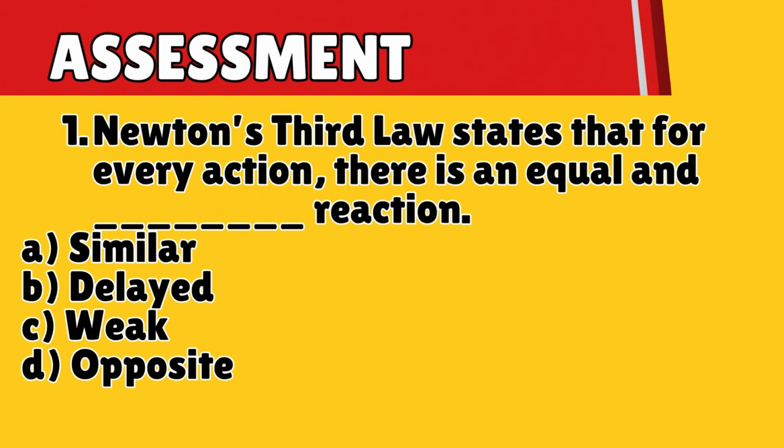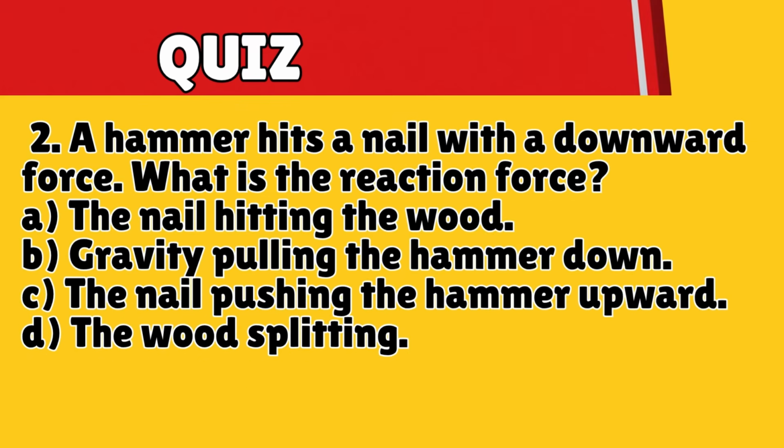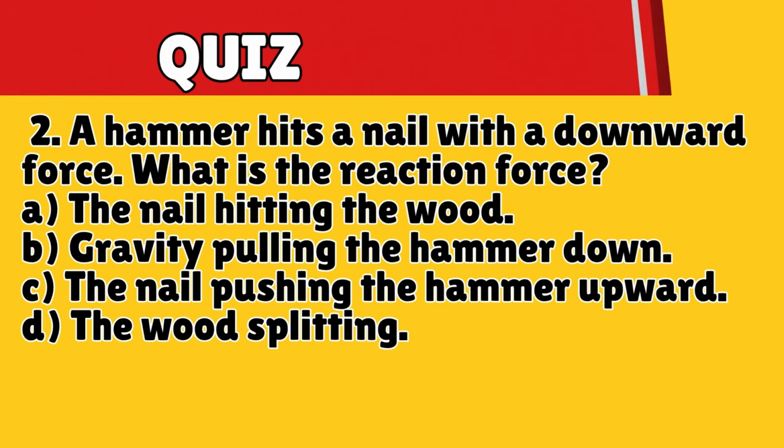Number 1, Newton's third law states that for every action, there's an equal and blank reaction. A. Similar. B. Delayed. C. Weak. D. Opposite. Number 2, a hammer hits a nail with a downward force. What is the reaction force? A. The nail hitting the wood. B. Gravity pulling the hammer down. C. The nail pushing the hammer upward. Or D. The wood splitting.